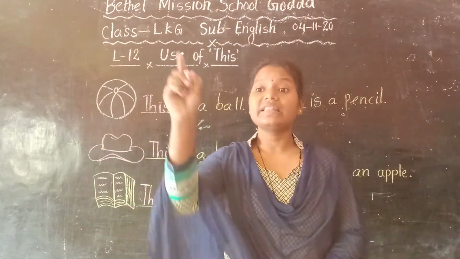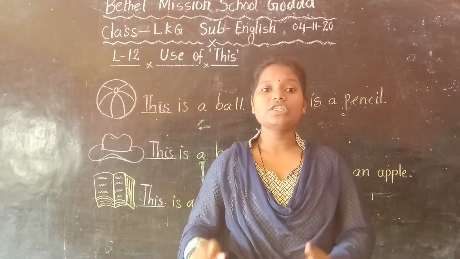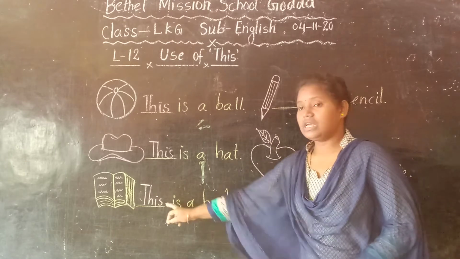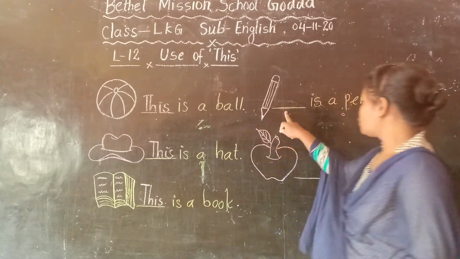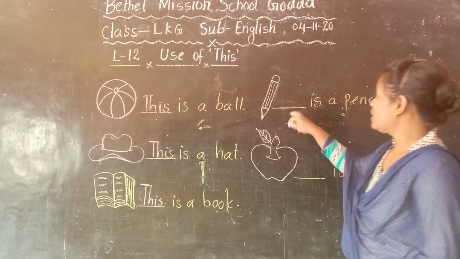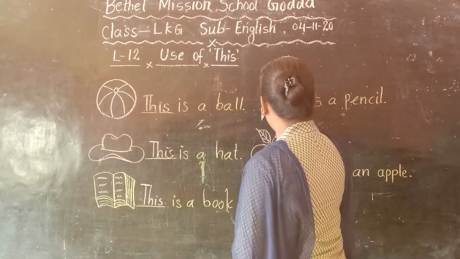Suppose the book is somewhere far away from me. Then I will write that is a book. But the book is with me or near me. So I will write this is a book. Next one, that is a pencil. So the pencil also is near me. So I will write this is a pencil.